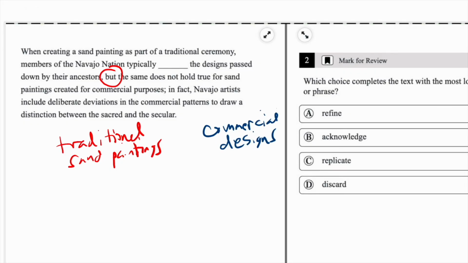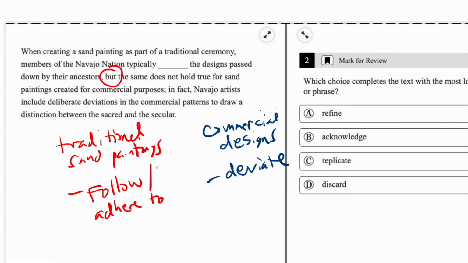Okay, so if in the commercial designs they deviate from what? The designs passed down by their ancestors. Okay, so if we have that kind of contrast, that suggests that they would typically, at least with these traditional paintings, follow, or to use one that we saw in a previous question, adhere to. Okay, so we're looking for something like follow or adhere to. So we go over to the answer choices.